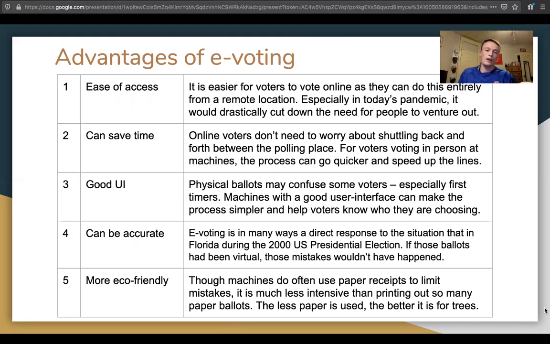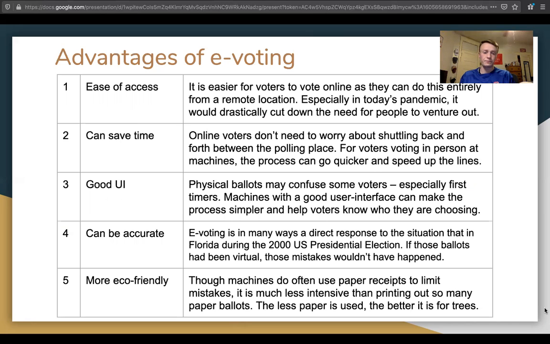It can also save time. So online voters don't need to worry about going back and forth between the polling place, waiting in line, things like that. For voters voting in person at the machines, the process can go quicker and speed up the lines. So you're not spending 2.5 hours down at the courthouse waiting for your chance to cast your vote.